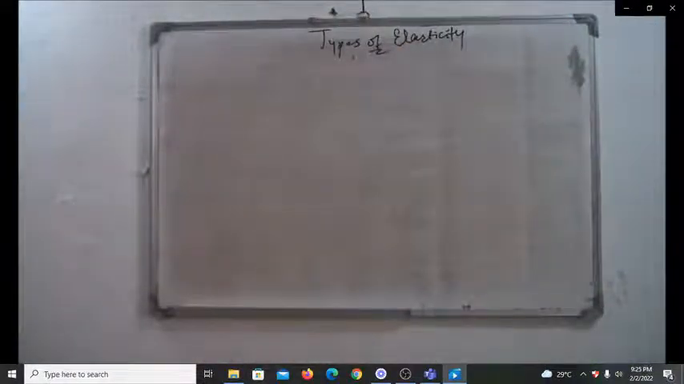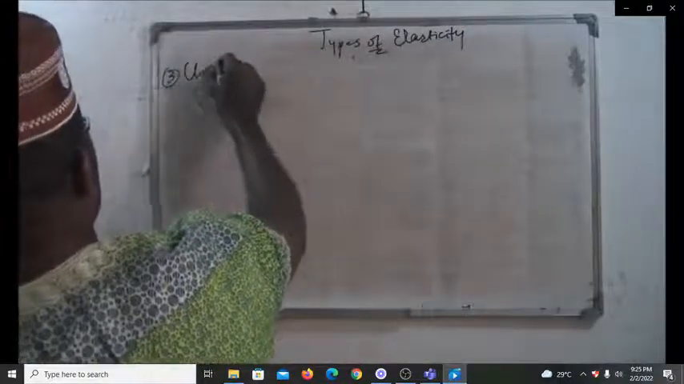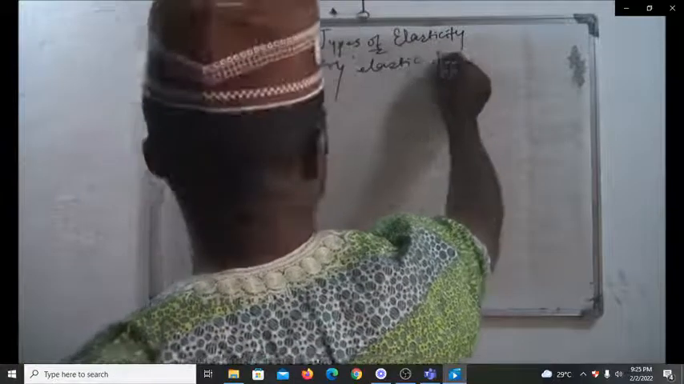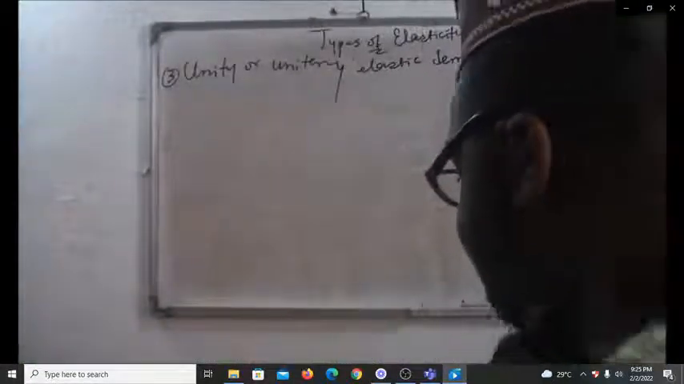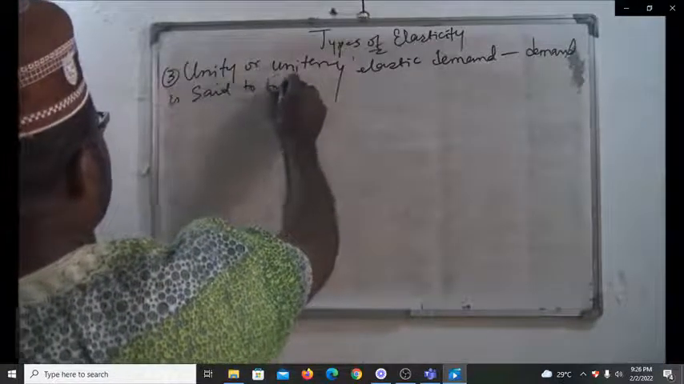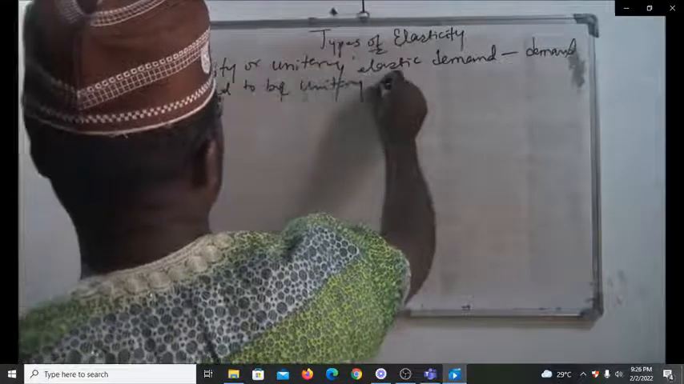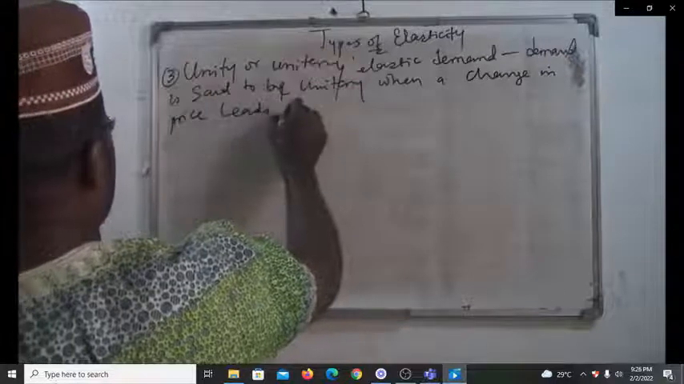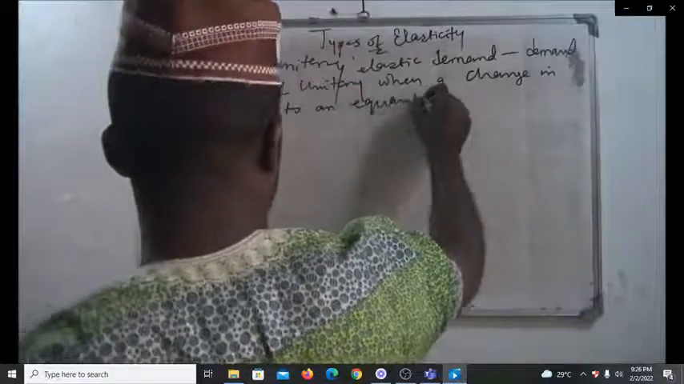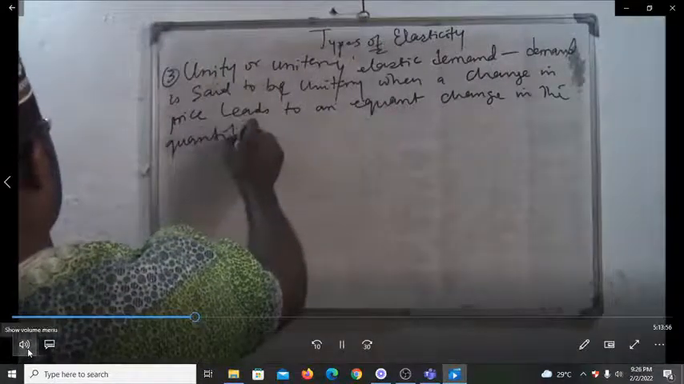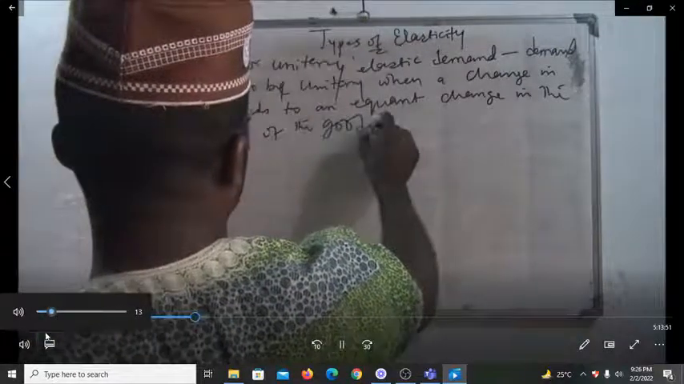So we're going to look at another type of elasticity, the third one, known as unitary or unity elastic demand. Demand is said to be unitary when a change in price leads to an equal change in the quantity of the goods or commodity demanded.